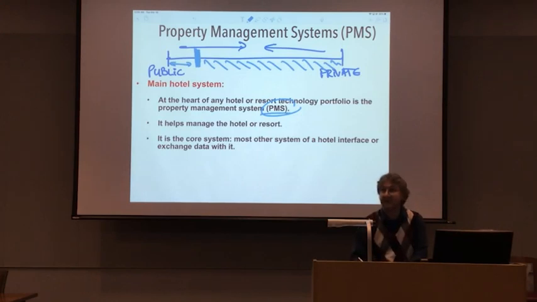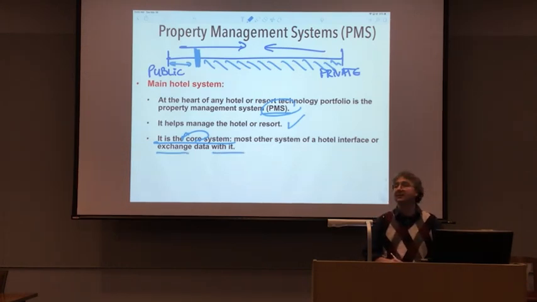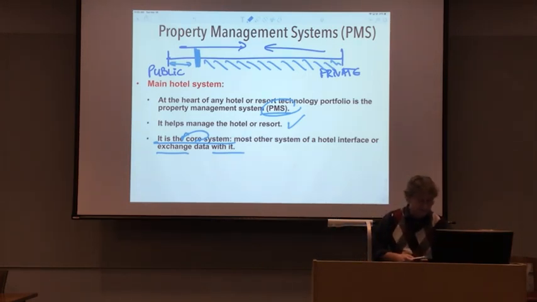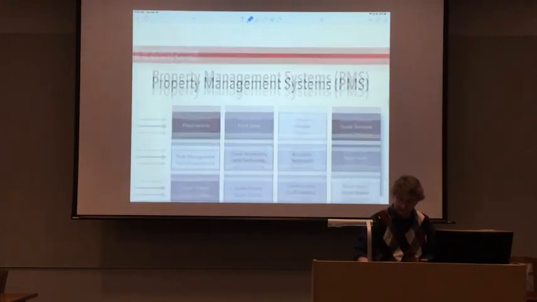So we use this PMS system to manage the hotel and resort, and it represents the core system, right? There's nothing more important than this. Most of the other systems in the hotel will interface or exchange data with this, right? In the past, that wasn't the case, and now, just like in the case of POS systems, we see a lot more integration between these systems. All the other systems that are adjacent to a hotel will integrate somehow with the property management system in order to provide this better value to the consumers.